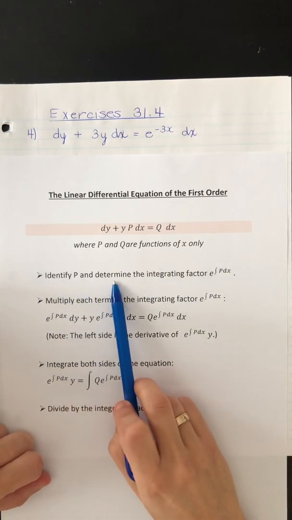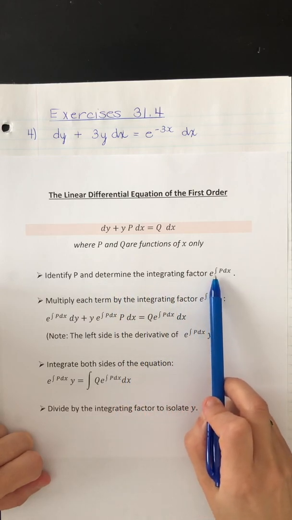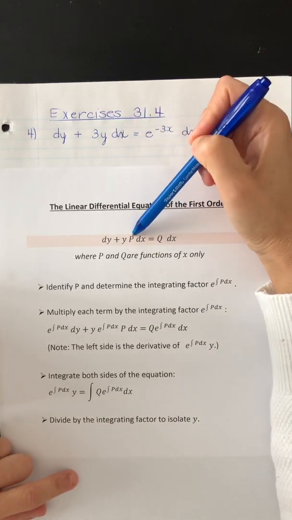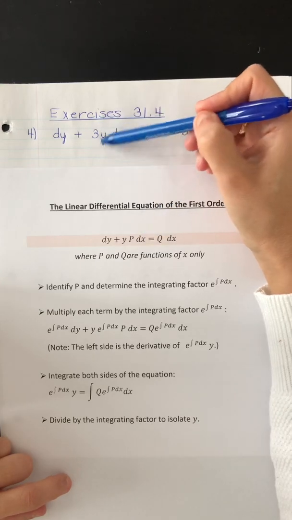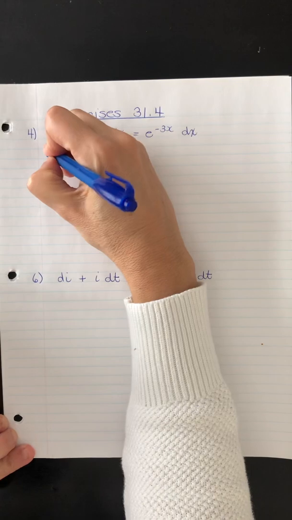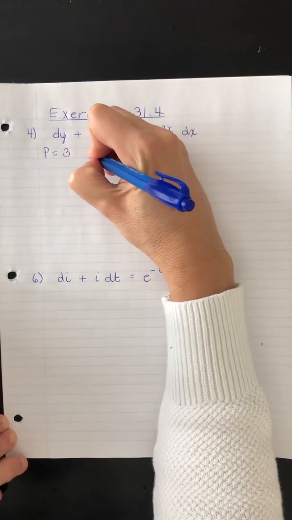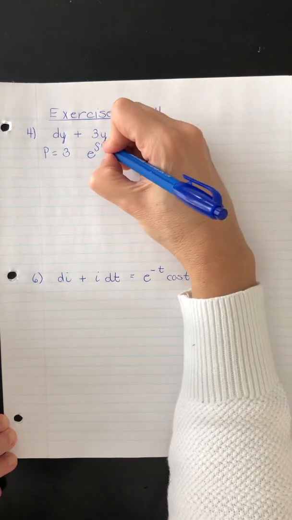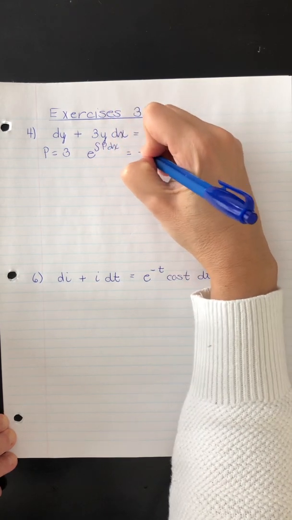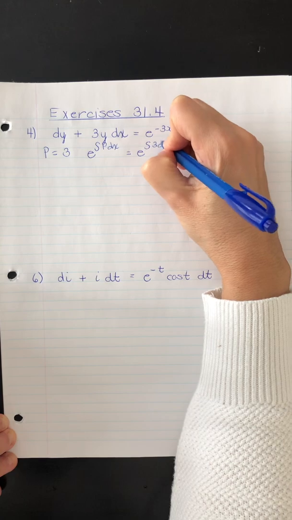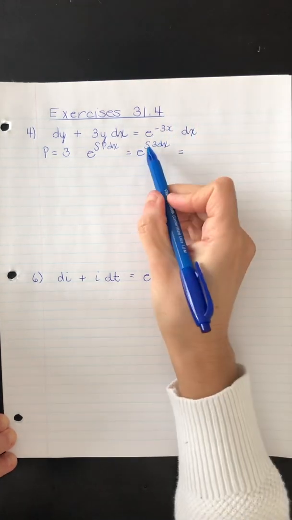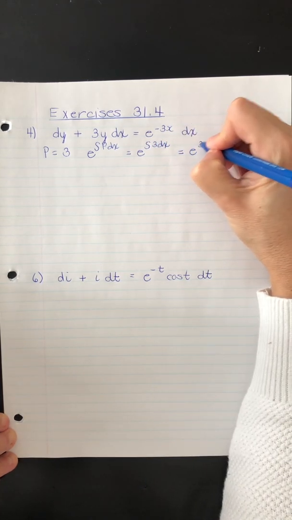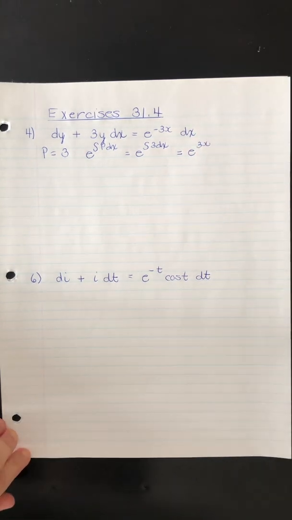We have to identify p and determine the integrating factor e to the integral of p dx. So in this case, p is 3, okay? Because it's not the y and it's not the dx. So p is 3. Okay, so we start like this. P is 3. And then we work out the integrating factor. e to the integral of p dx becomes e to the integral of 3 dx. And now all we do is we make sure we perform that integration. So the integral of the number 3 with respect to x is 3x. So this is now the integrating factor.